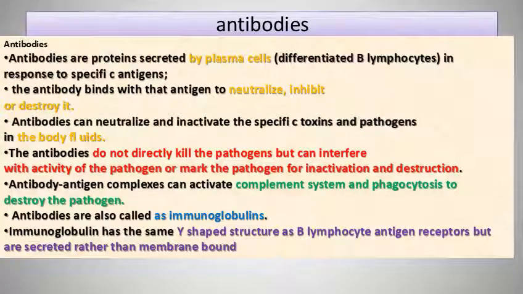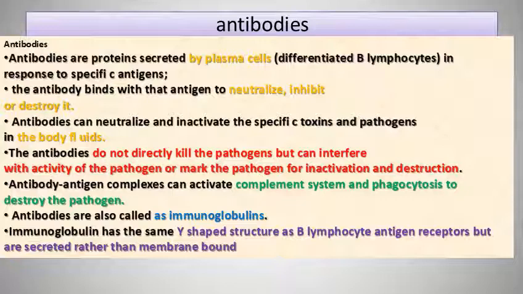Now, what are these antibodies? Antibodies are proteins secreted by plasma cells. Okay, the plasma cells are differentiated B lymphocytes. So the antibodies are proteins which are secreted by the plasma cells in response to specific antigens. We've seen that in that slide. Now the antibody binds with the antigen to neutralize, inhibit or destroy it.